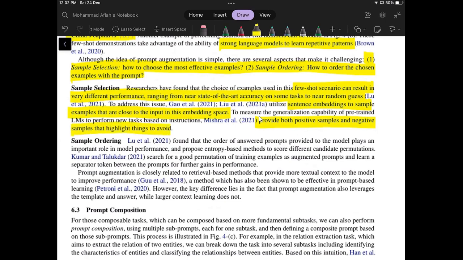So these are just some heuristics. The first heuristic is taking examples whose embeddings are closer in the embedding space, and the second method is giving both positive and negative samples. The positive samples tell it what to do, and the negative samples tell it what not to do.